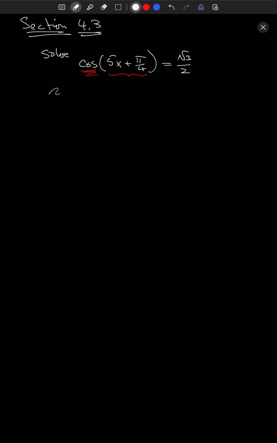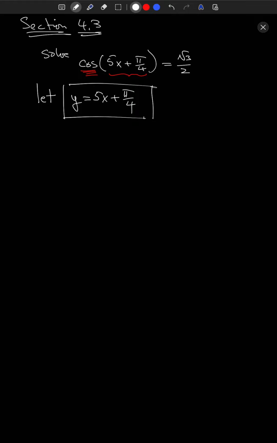And the way I'm going to do that is by making up a variable name. When I make up a variable name, I use the word let. So let y equal 5x plus pi over 4. All right, so this is very important, so I'm going to put it in a box. I'm going to refer to this at the end of the problem again.